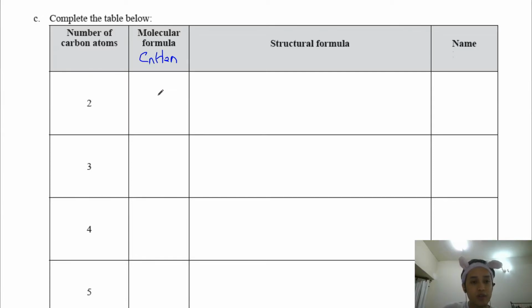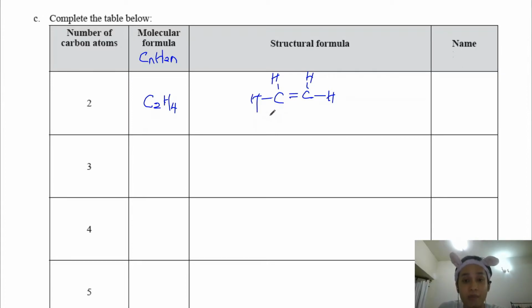So C2 will become C2H4. When you draw the structural formula, remember you always draw out the carbon chain first. Since this one is a double bond, I put the double bond here. Then I fill up with the hydrogens. Make sure you count that the number of bonds around each carbon is only 4, and that your structural formula matches your molecular formula: 2 carbons, 4 hydrogens. So the name here is ethene. Make sure you spell it correctly.